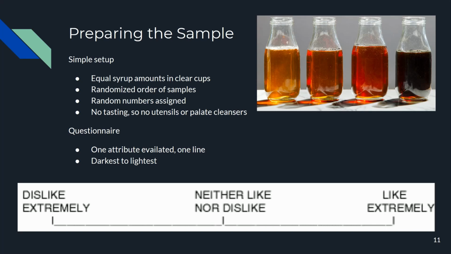As this test focuses on the colors of the syrups, the panelists will not be tasting and will not need utensils or palate cleansers. Just the samples, a pencil or pen, and a questionnaire on the tray is all that will be needed. The questionnaire itself is very simple. It will contain the product code, a line scale, and an example can be seen on the slide of what a line scale could look like, and instructions as to how the panelists will be rating each syrup. In this case, it is the likeness of the color from darkest to lightest.